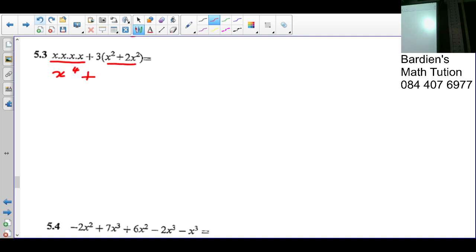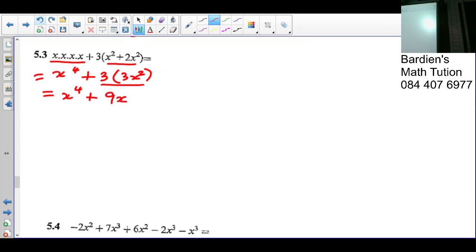Can you add that inside the bracket? No. Why not? Yes, we can. Why? It's like terms. So this will simply be 3x squared plus x plus 2x squared, 3x squared. What do I do now? Multiply. It will be x to the 4 plus 3 times 3x squared.